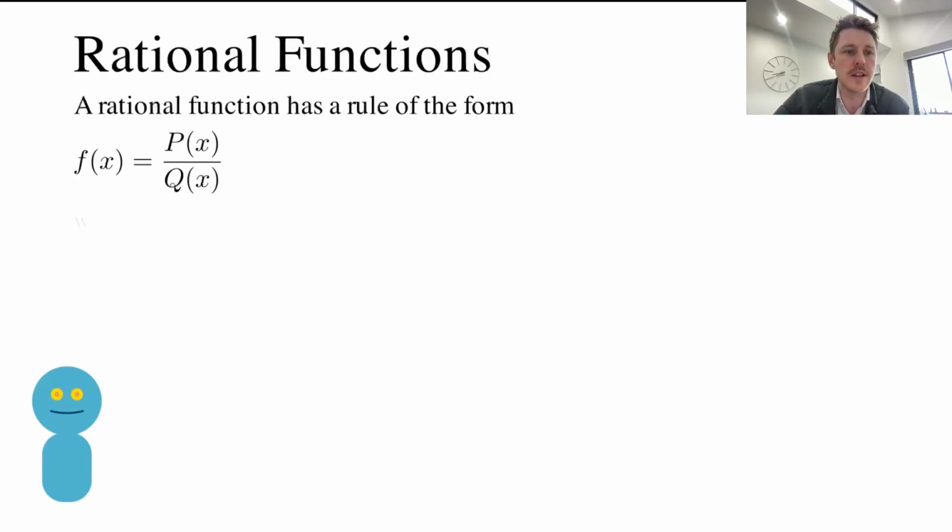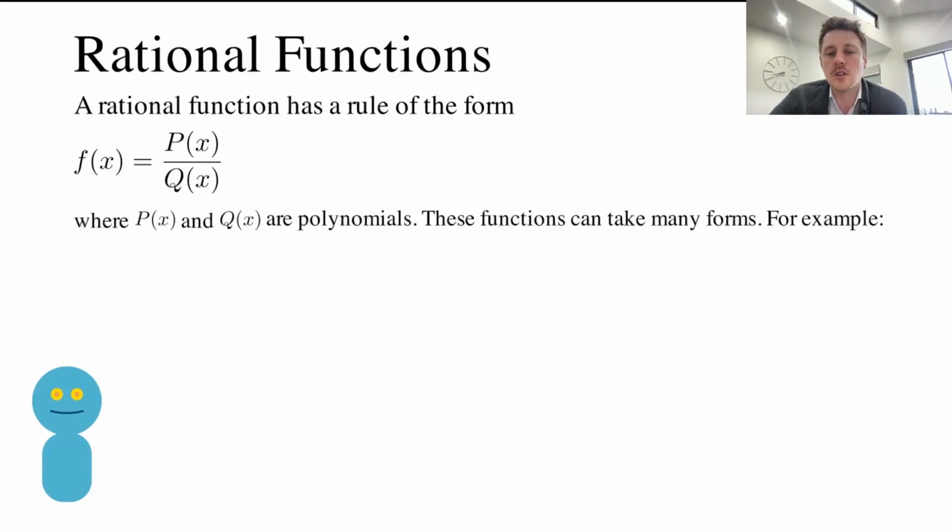that has a form like this. So f of x equals p of x divided by q of x, where p of x and q of x are polynomials. So polynomials, remembering x to the power of n is the highest term, and then x to the power of n minus 1 is the next highest term, and so on, and it's got real number coefficients.